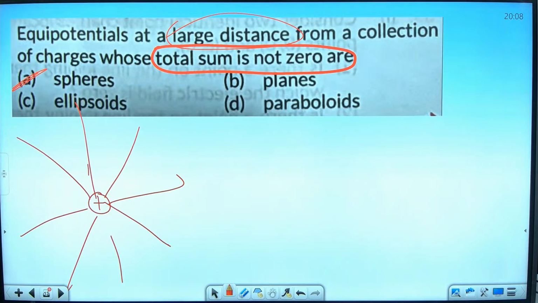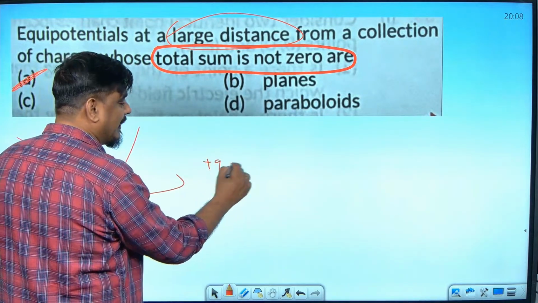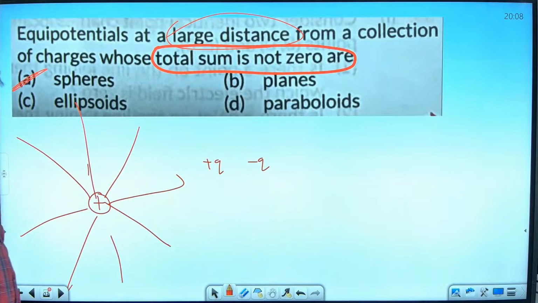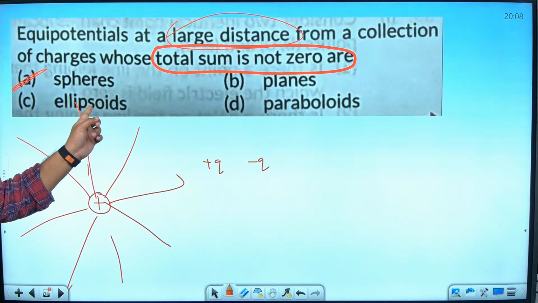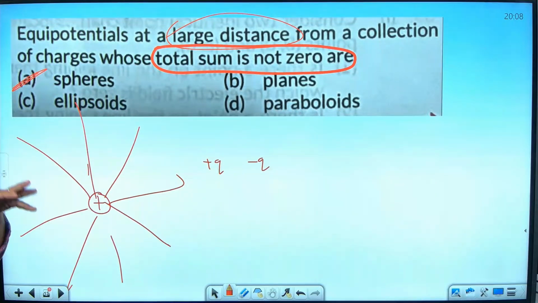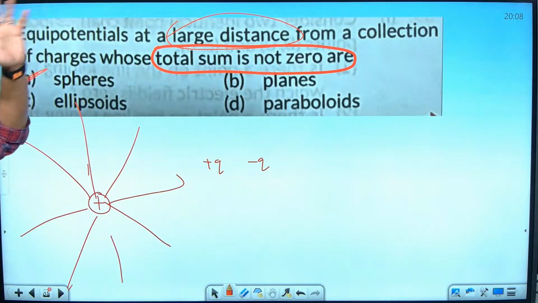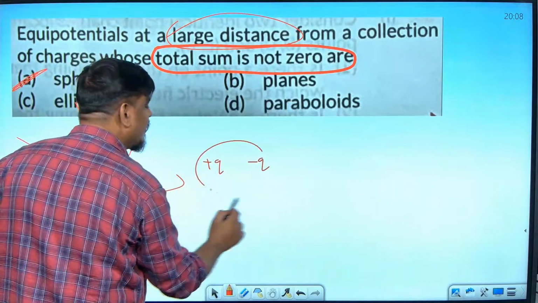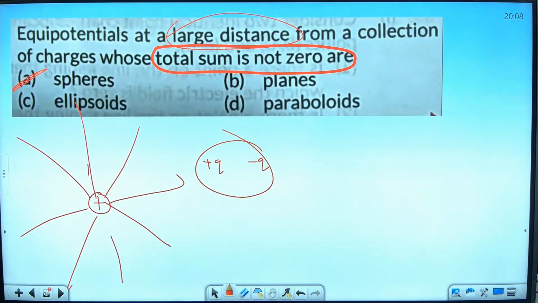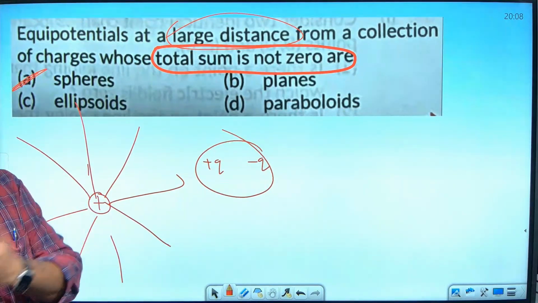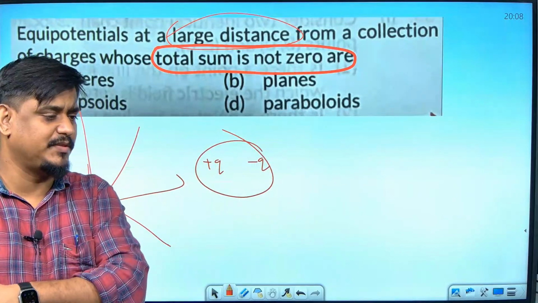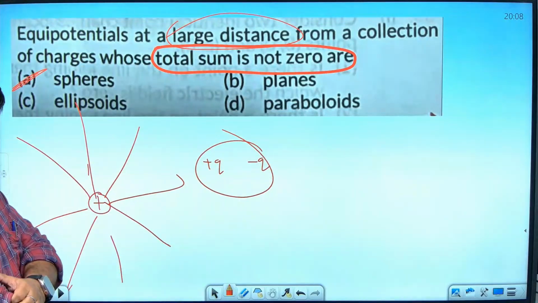If they would have told plus q minus q nearby, then it forms dipole. Then the electric field lines will not be spheres. Are you getting it? It will have different shape. But if they are telling very far, for very far point, it will behave like a point charge, and for that point charge, the shape will always be spheres. Okay. Next question.